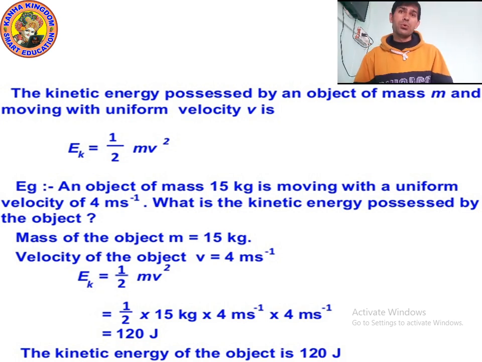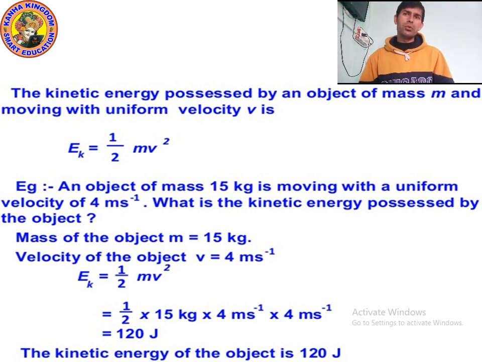Yes. So we know the formula. Ek is equal to 1 by 2 mv square, as you can see on the screen. So here m is equal to 15 kilogram and V is equal to 4 meters per second inverse.